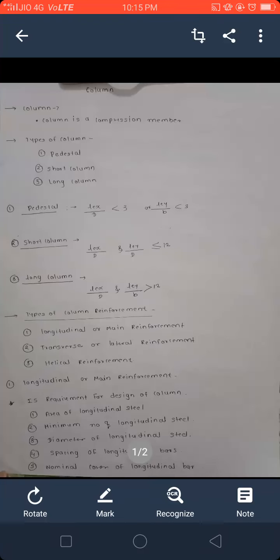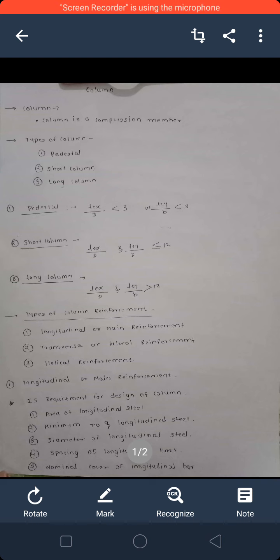Hello everyone. Today we are going to discuss the different types of column. Basically, column is a compression member. According to IS code 456/2000, clause 25.1.2, column can be divided into three types. First one is a pedestal, second is a short column, and third one is a long column.